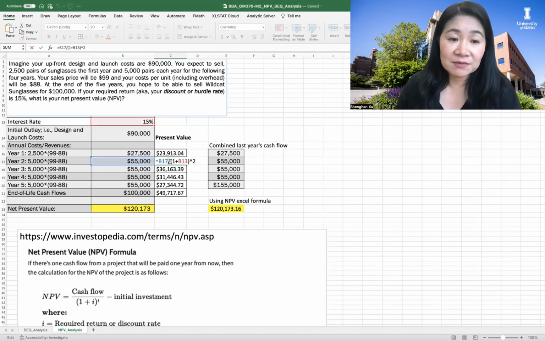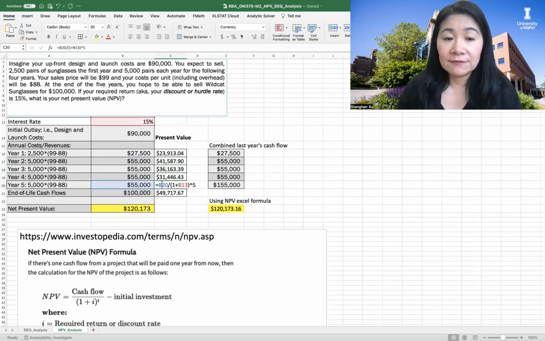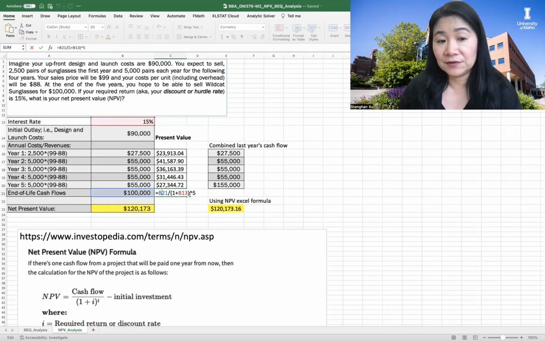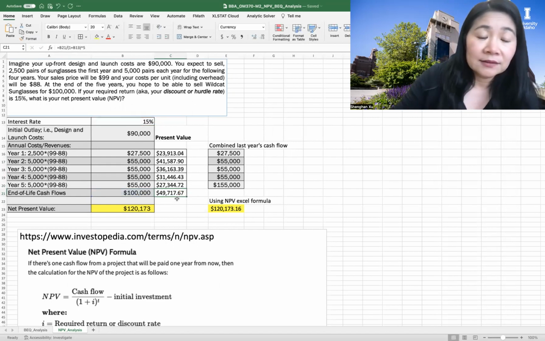Then you can do the same thing for the second year. Basically change the year, instead of using 1, you're using 2. Then this is the third year, fourth year, and fifth year. The end-of-life cash flow also happens in the 5th year, so we discount it for the 5th year.